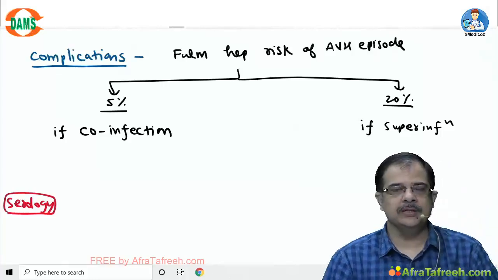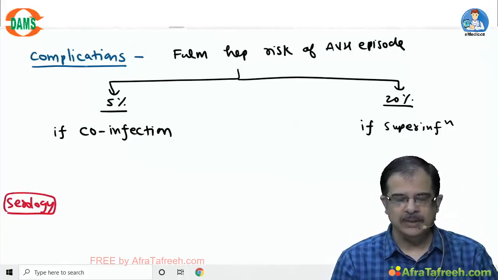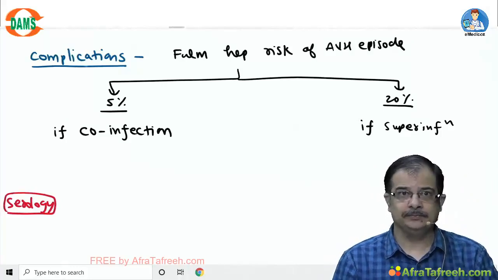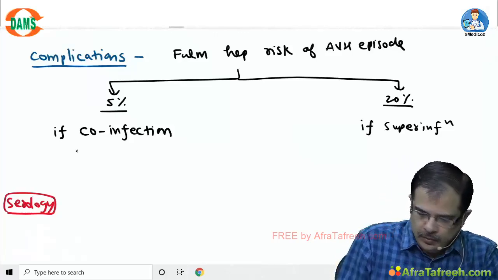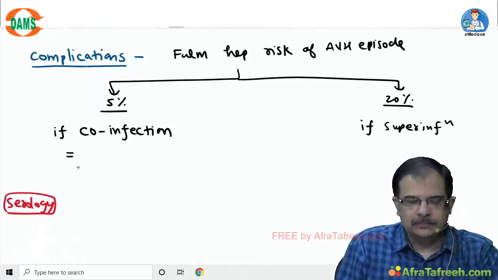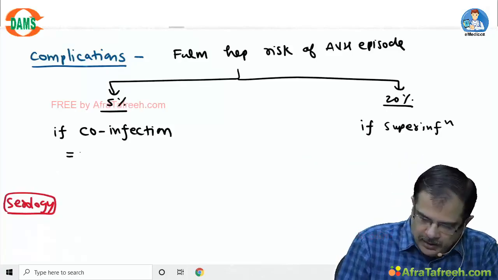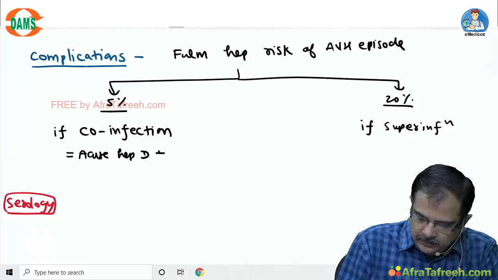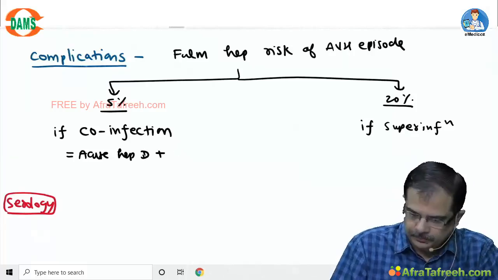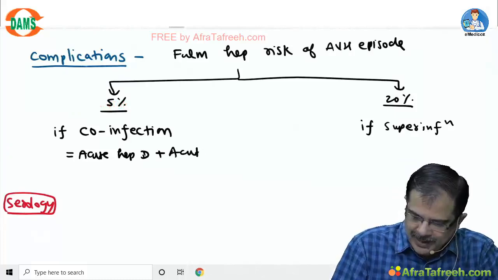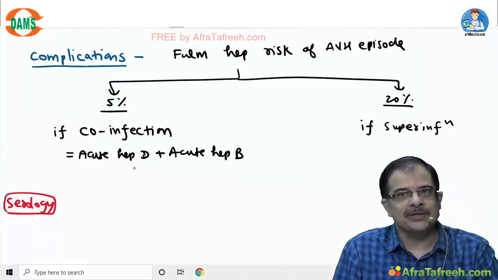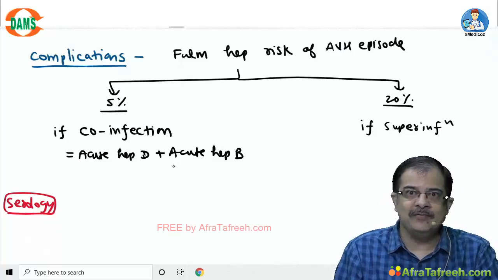Now, how will the serology behave? To understand the serology, let's split co-infection and super infection. Co-infection is equal to acute hepatitis D plus acute hepatitis B. That is the meaning of co-infection. Both are coming acutely. Now translate one by one.